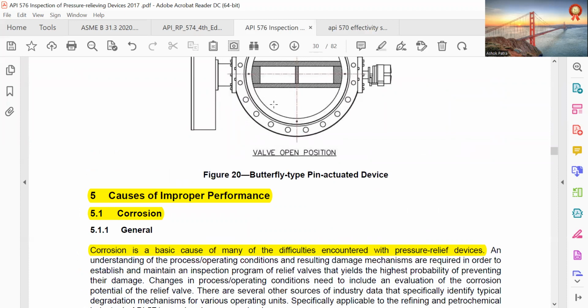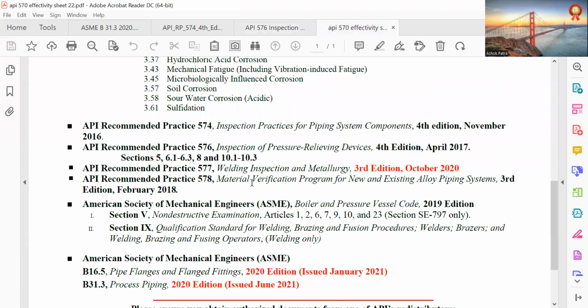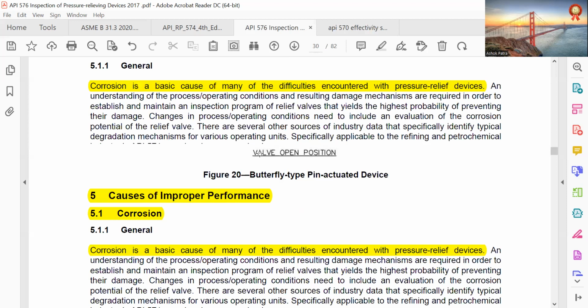Causes of improper performance. Let us see if there is anything in between. Number 5, 6.1, 6.3. Okay. So 5.